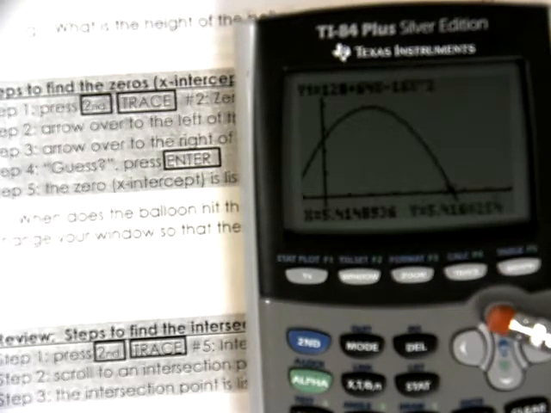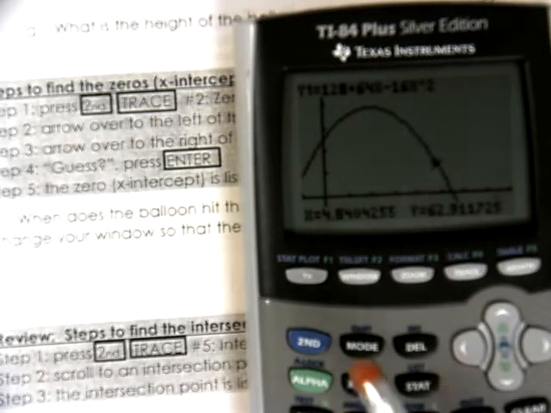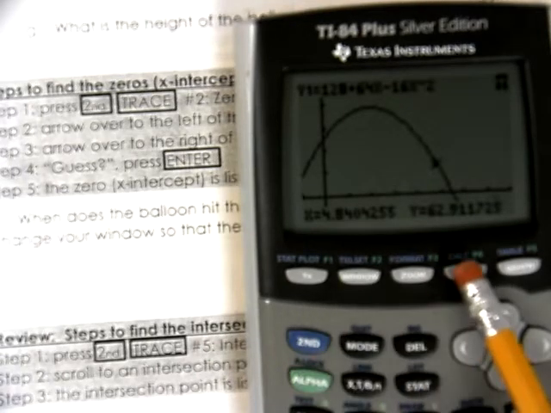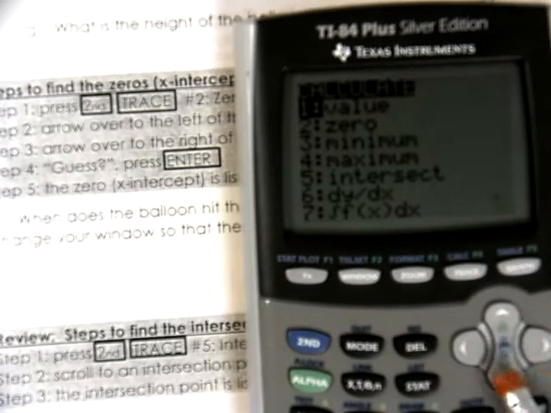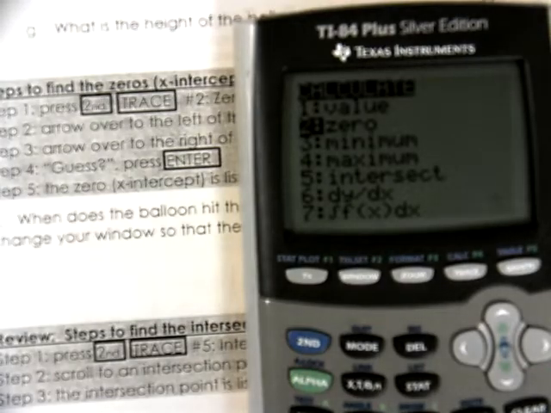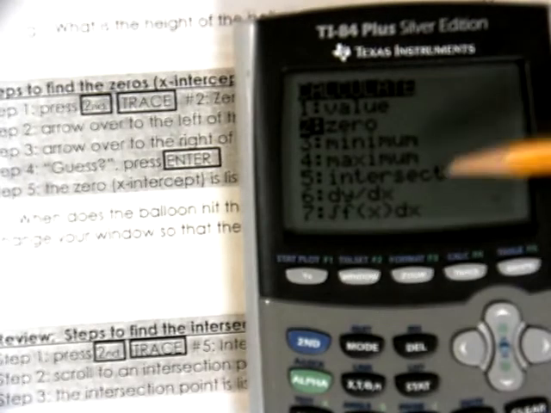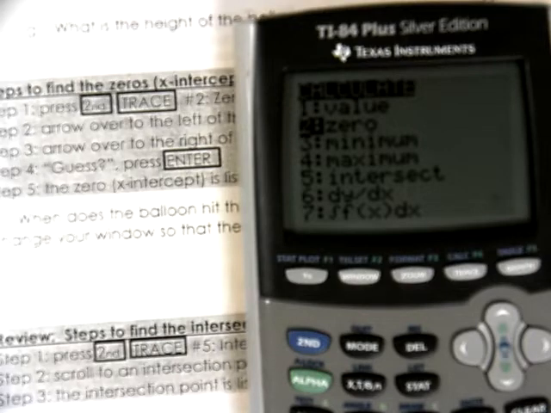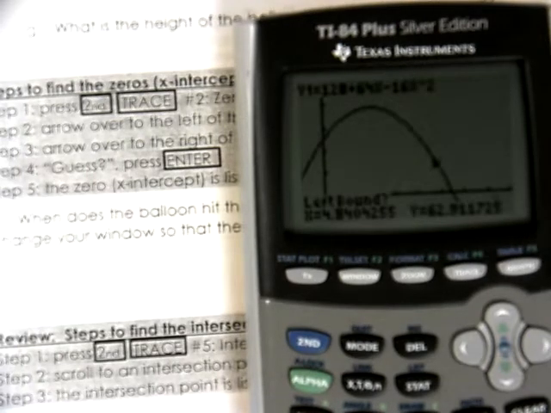So for us to get that exact answer, we're going to go to second trace, which is to calculate. We're looking for the 0 of the function. Some people think of intersect, but you need 2 equations to do intersect. We're going to use the 0 function. Again, it's going to ask us this left bound.